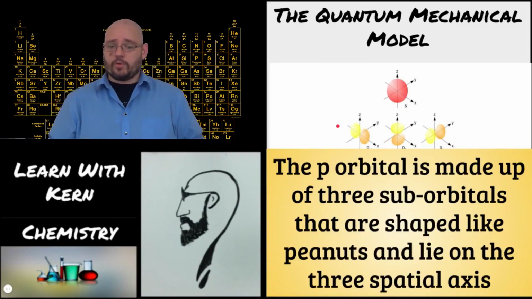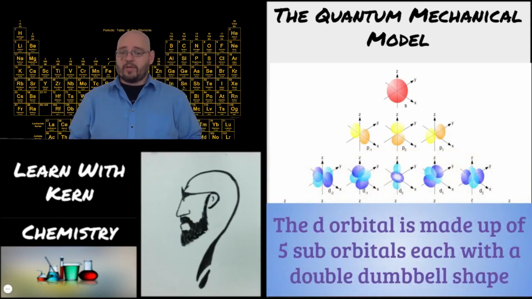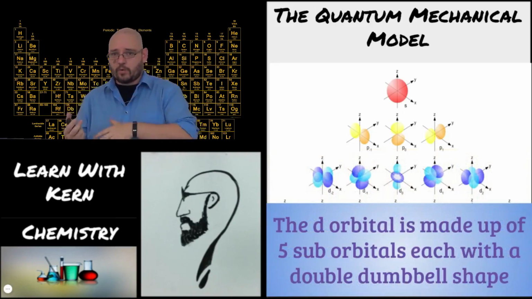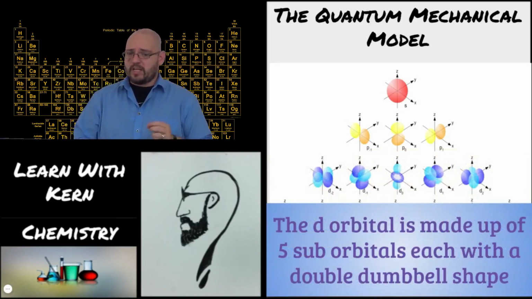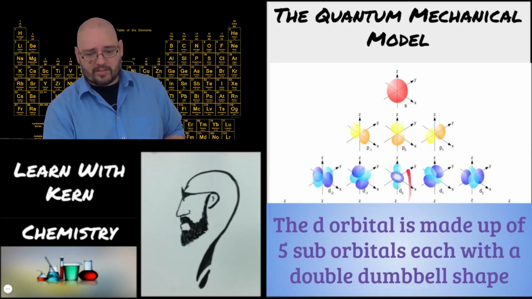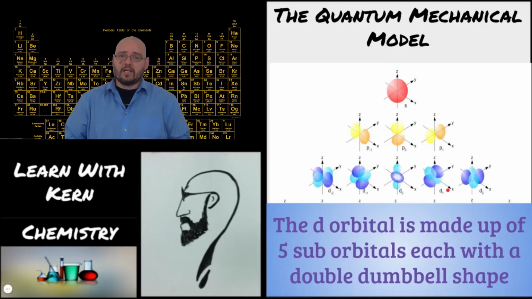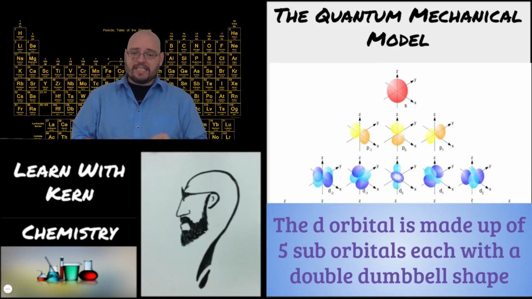And then you have the d orbital, and the d orbital is made up of 5 suborbitals, each with a double dumbbell shape. All right. I'm, again, using names of shapes that have the letter of the orbital in them to make it easier to remember. So this double dumbbell shape here is kind of a weird way of doing it. And of course, the one in the middle is not a dumbbell at all. But when you see these pictures, you should see, oh, hey, look, it's double dumbbell. So it's a d orbital, double dumbbell d. So that is the d orbital.